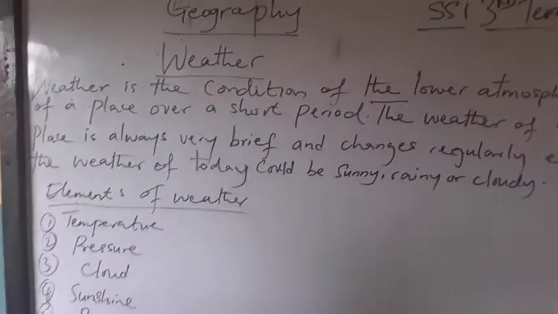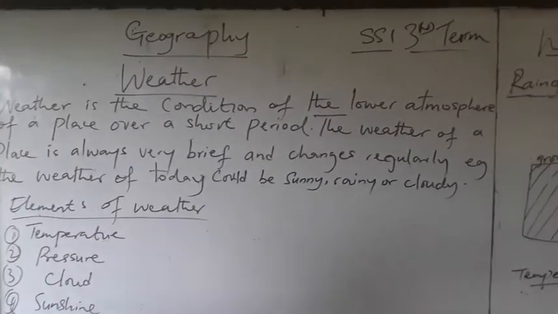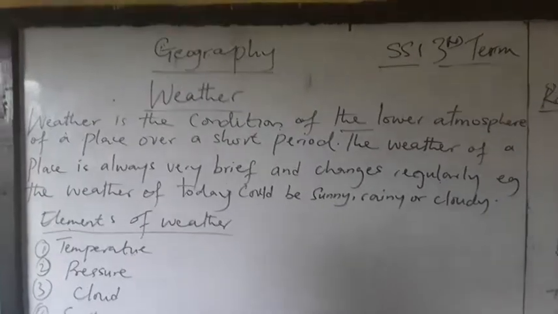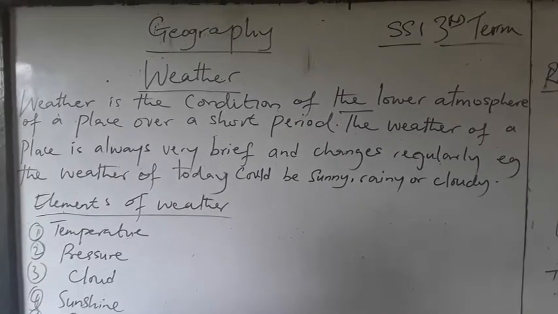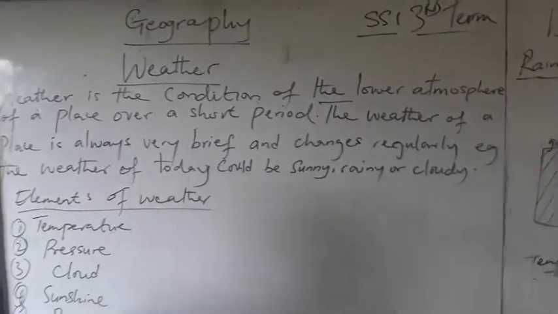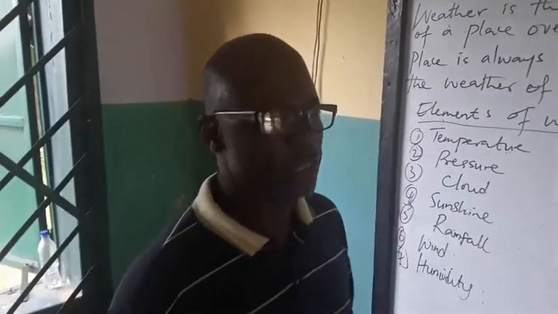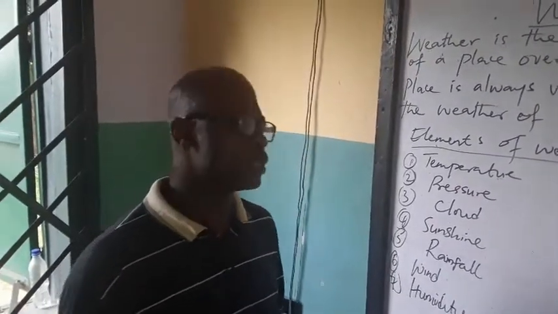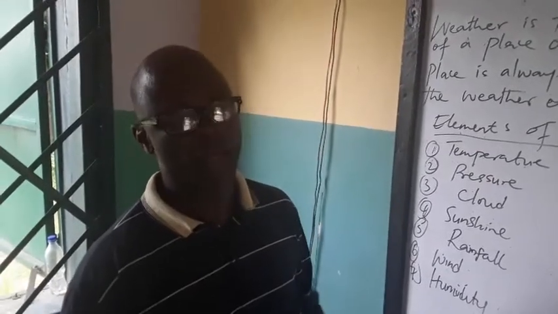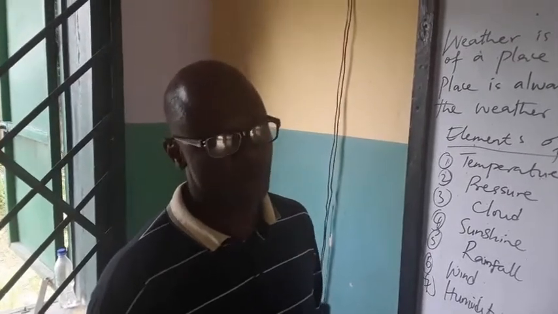Of course, we have weather and climate, but for today, we want to look at weather. As you can see, weather is the condition of the lower atmosphere of a place over a period of time. And of course, the weather of a place always varies, or it is brief, or it changes regularly. Today, you can easily say it is a sunny day, or you can say it is cloudy, or in most cases later in the day it can rain. That is the weather, because it talks about a short period of time.